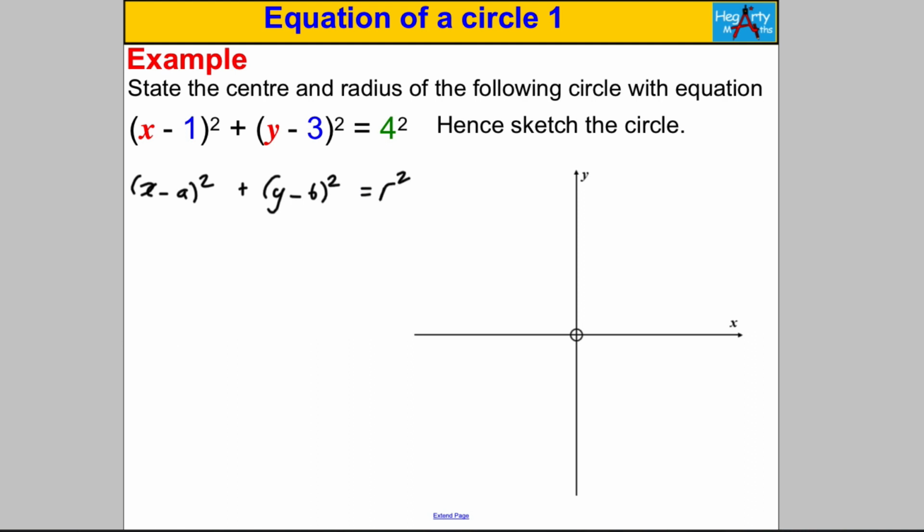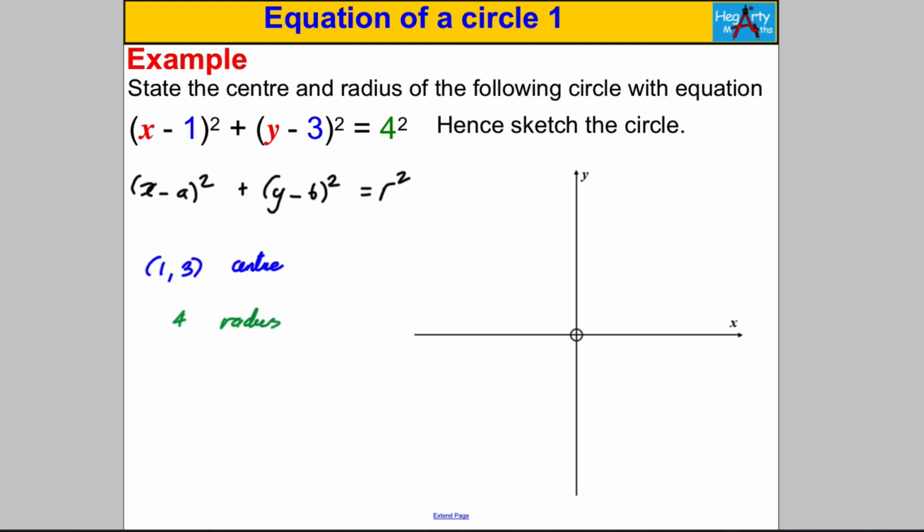Perfectly in that form for us, where the center is 1, 3, okay, and the radius, that's the center, and the radius is going to be what you square, which is 4. So 4 is the radius. So we could draw a little sketch of that.